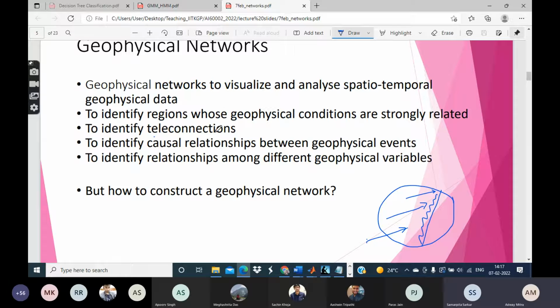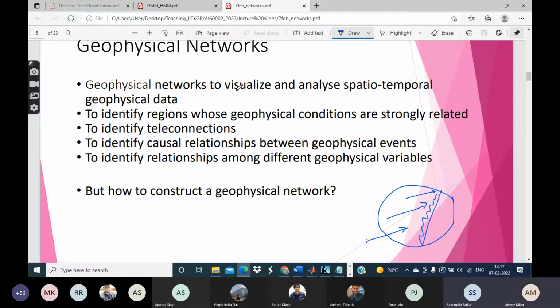The identification of such teleconnections is one thing, and explaining the teleconnections, that is, the chain of events through which event A influences event B, is also something we may want to do with the help of geophysical networks.